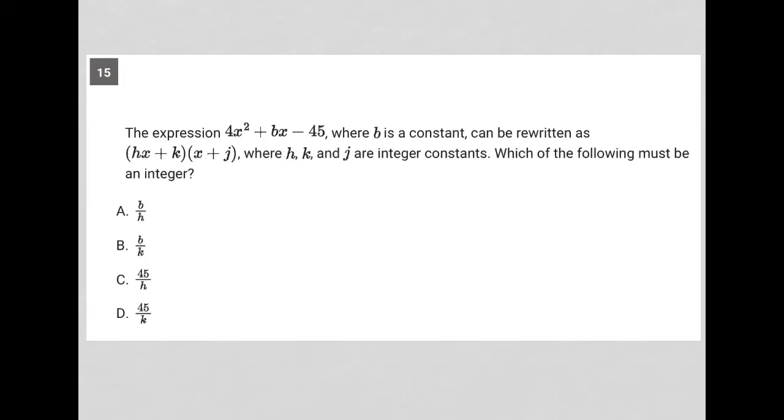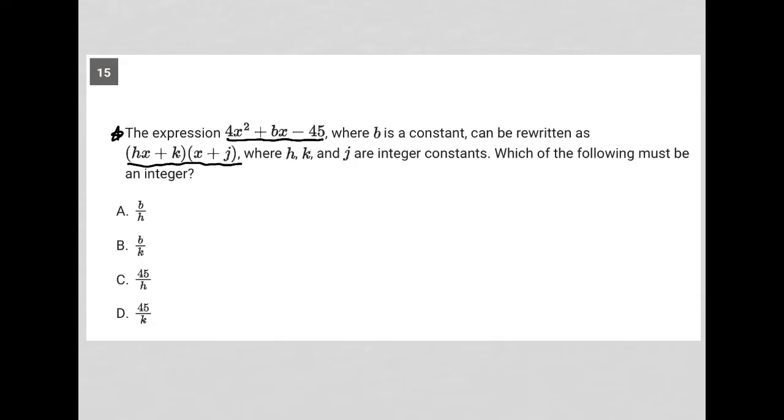So this question says the expression 4x squared plus bx minus 45, where b is a constant, can be rewritten as this: product of binomials, hx plus k times x plus j, where h, k, and j are integer constants. Which of the following must be an integer?